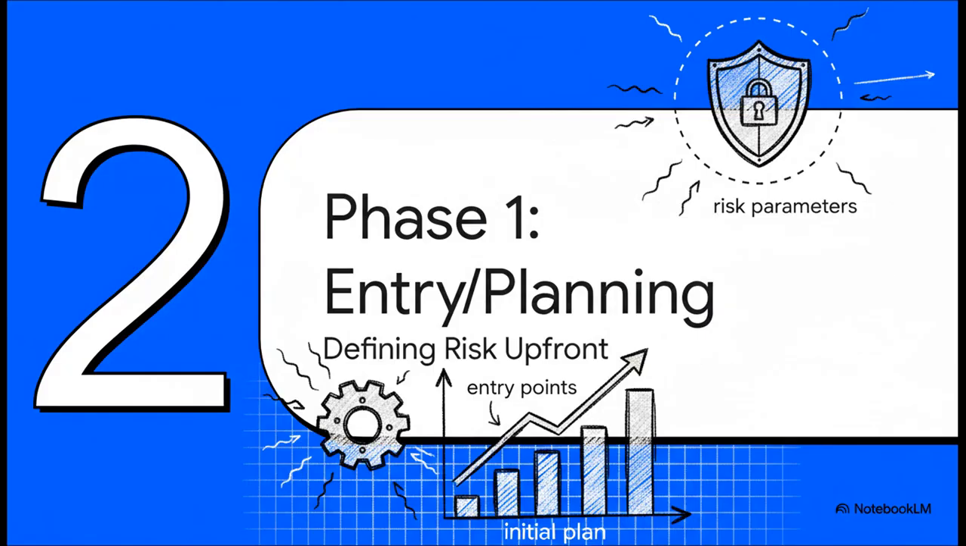And that brings us to Phase 1, entry and planning. You can think of this as the blueprint stage. According to the documentation, this is where every single parameter for a potential trade is defined right up front, before anything actually happens in the market. We're talking entry points, risk, and even the profit targets.